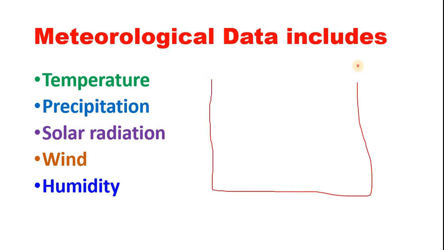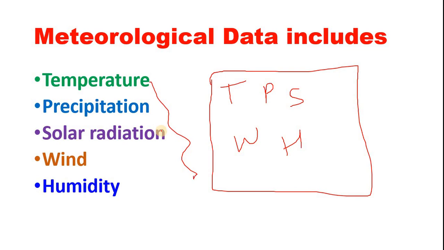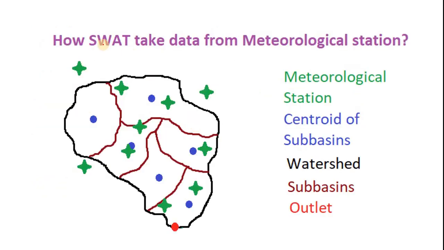In different parts of the country, meteorological stations are established, which record temperature, precipitation, sunshine hours, wind speed, and humidity. There may be a station which records all of these or some of them. Now we need to know how SWAT reads the data from the meteorological station.